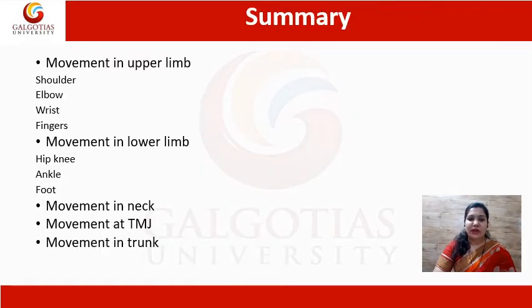So here is a quick summary of all the movements we have studied. We have studied the movements of the upper limb: at the shoulder, elbow, wrist and finger joints. And we have studied the movements in the lower limb: the knee joint, ankle and foot. We have also studied the movements in the neck, TMJ and trunk.